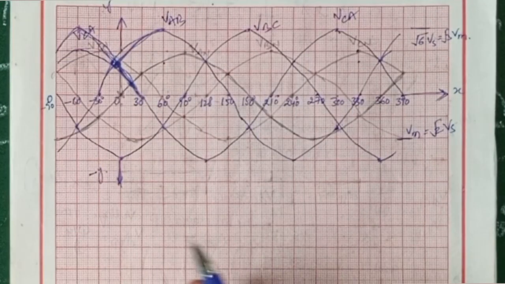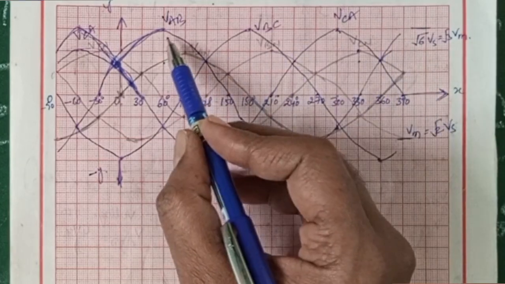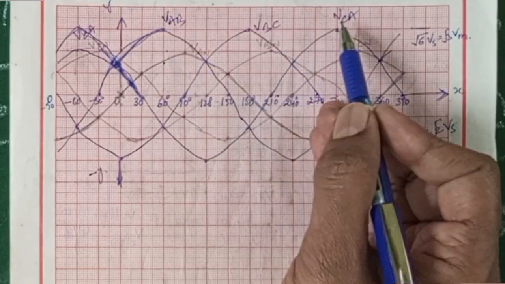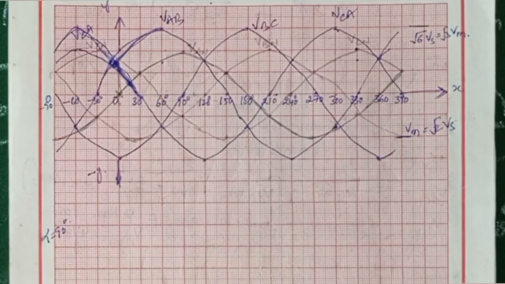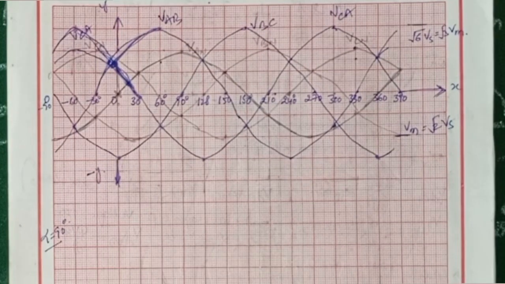Now we have the waveforms of phase voltages, that is VAN, VBN and VCN, as well as the line-to-line voltages VAB, VBC and VCA. If alpha is 0, which is nothing but there is no control, then the input voltage is going to appear across the load. And for alpha equal to 60 degrees and 150 degrees, you can find the waveforms in any textbook. Let us draw waveforms for alpha equal to 90 degrees.